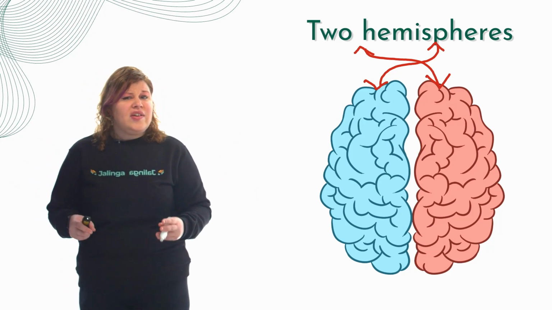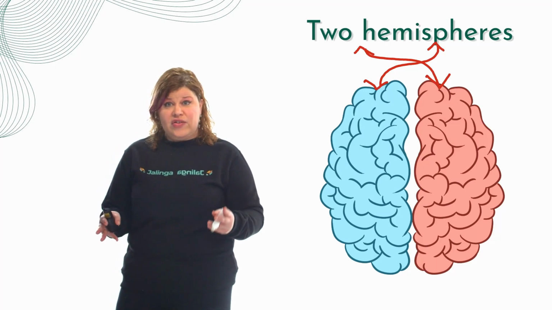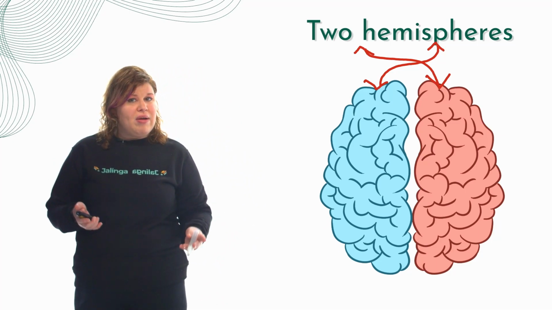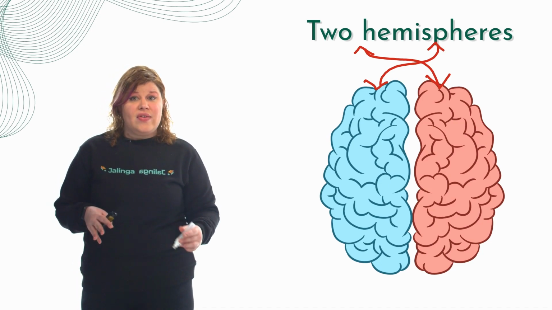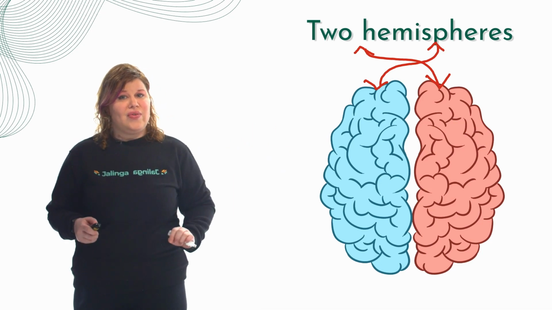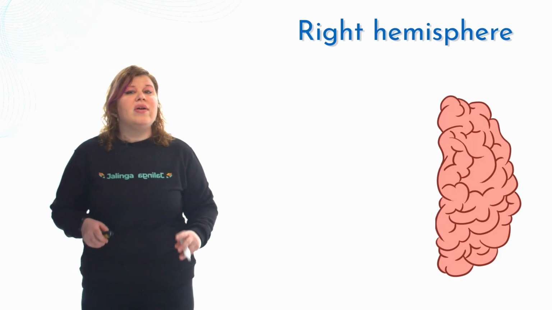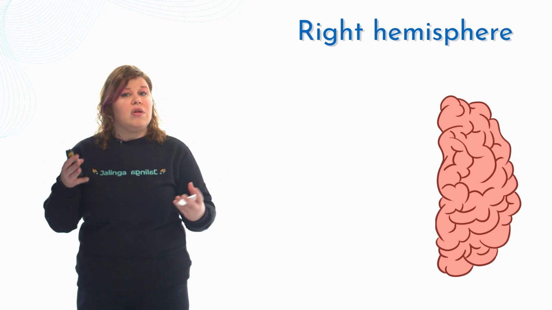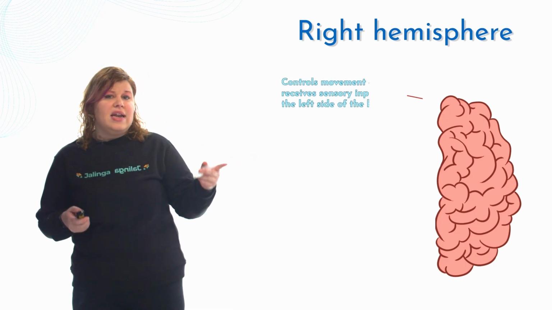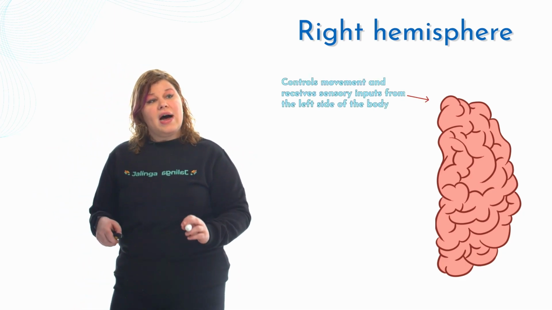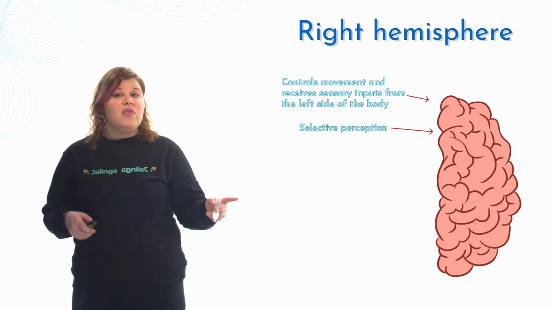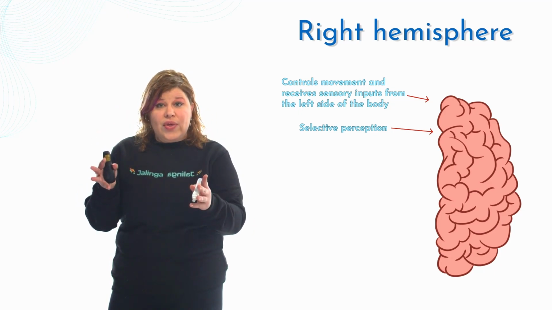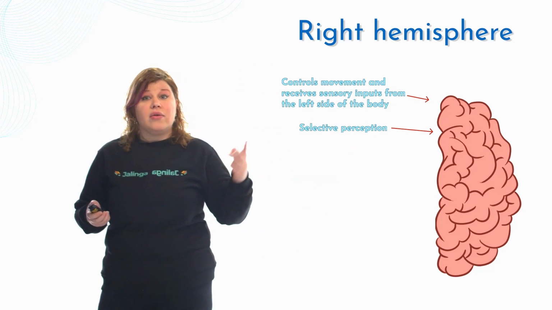So, in addition to motor movement and sensation from certain halves of the body, there are other functions of the brain which are lateralized. That means that they occur more in one hemisphere than the other. So the right hemisphere is thought of as the more image and visual part of the brain. So in addition to controlling the left half of your body, it's also responsible for selective perception, how you can focus on one thing but still be aware of what's going on around you.